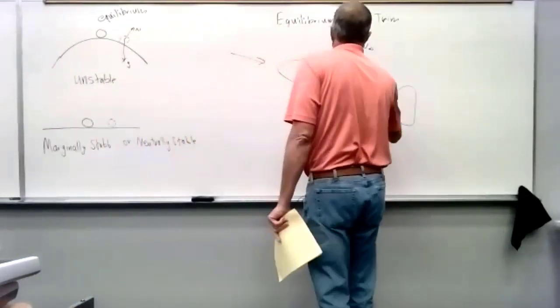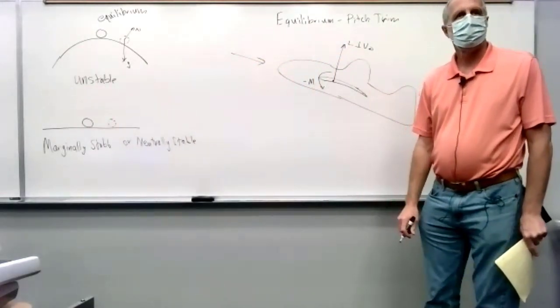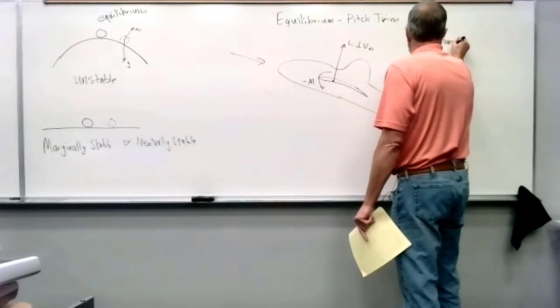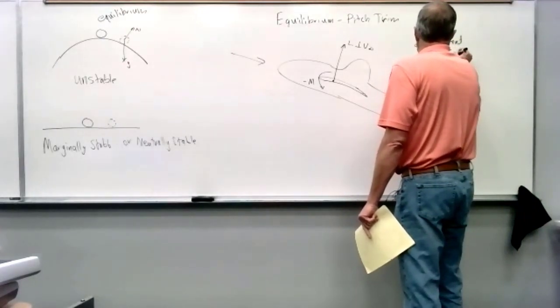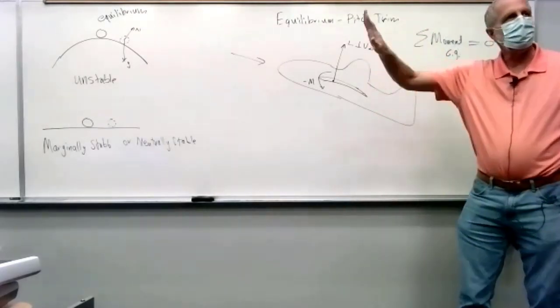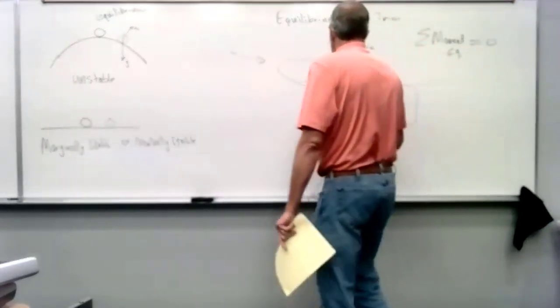So to get pitch trim, we've got to have a balance in the moments. In other words, the total moment about the CG has to be zero. Otherwise, the plane will start to rotate up or down. So how do we get that?